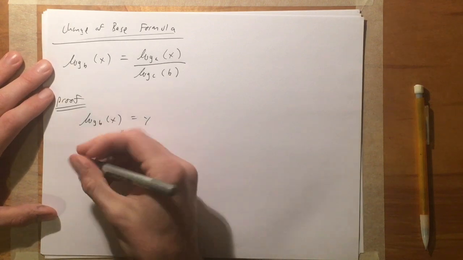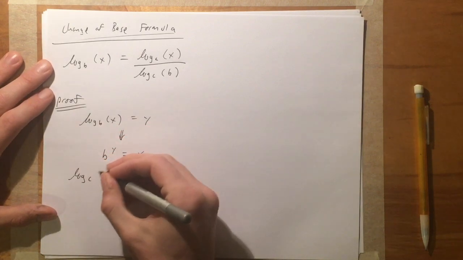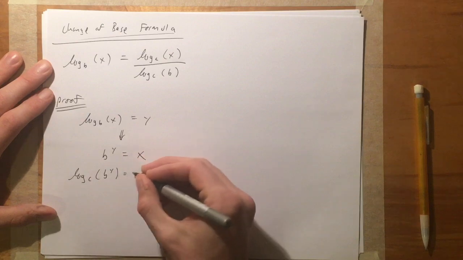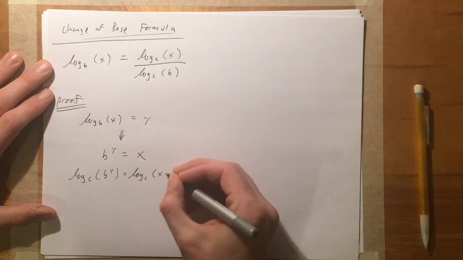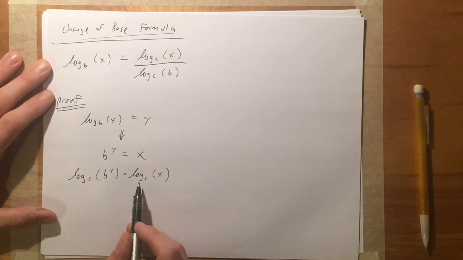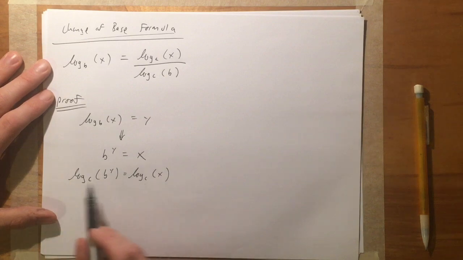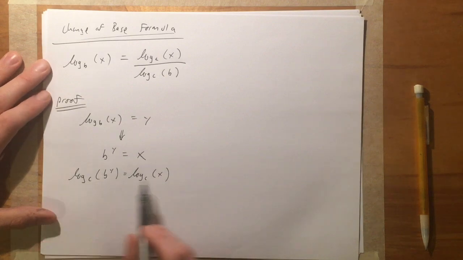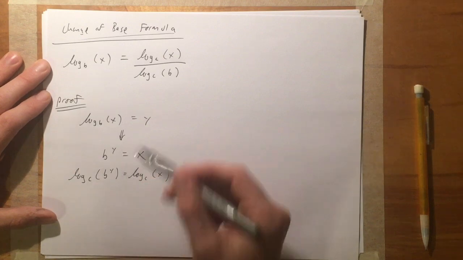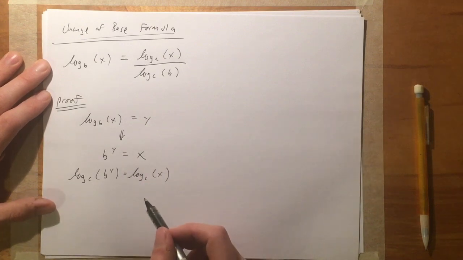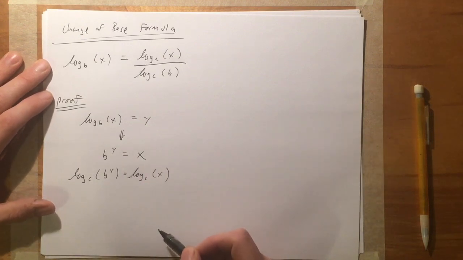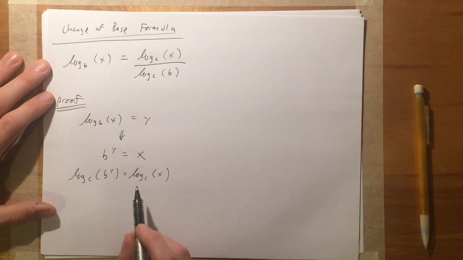Now what we can do is take the log base c of both sides of the equation. This is valid because log base c is a one-to-one function. We can do it to both sides of an equation, and therefore it's equivalent to what we started with. Right? It's something that can be inverted. So now we've got a log base c introduced.